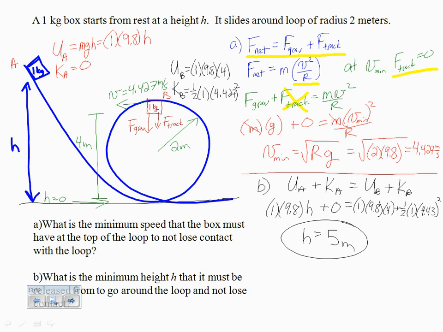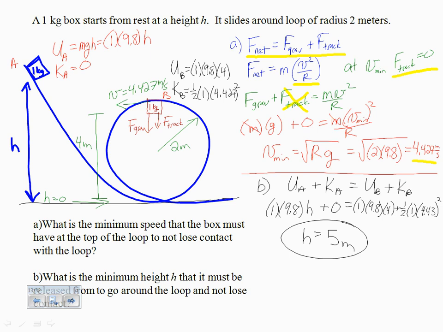We get that the minimum speed at the top of the loop was the square root of the radius of the circle times g, 9.8 meters per second squared. And so that gave us a speed of 4.427 meters per second. To find the minimum height that it must be released from to go around the loop and not lose contact, we use the idea of conservation of energy.